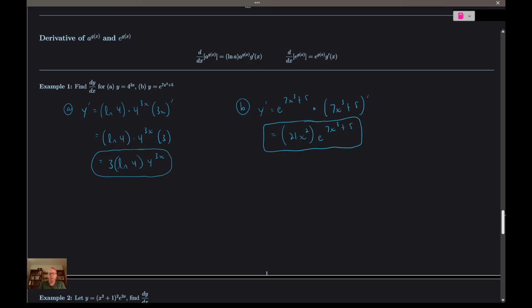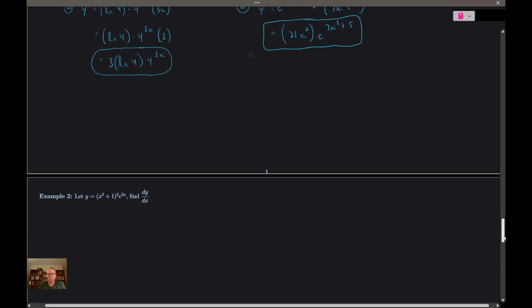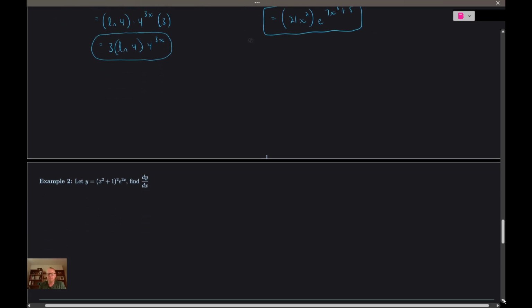So not a big deal. Again, this is just like most of the derivatives that we're doing. It's pretty procedural in how you go about figuring out what the derivative is.